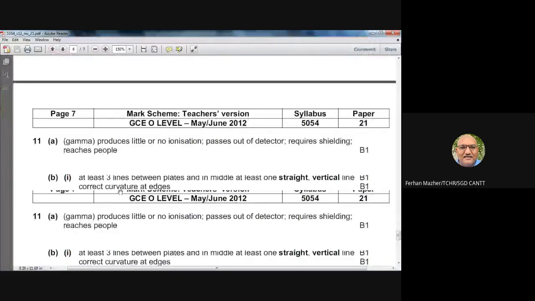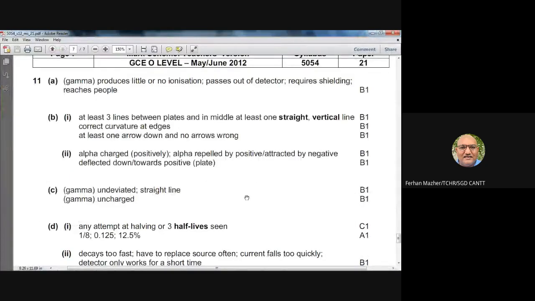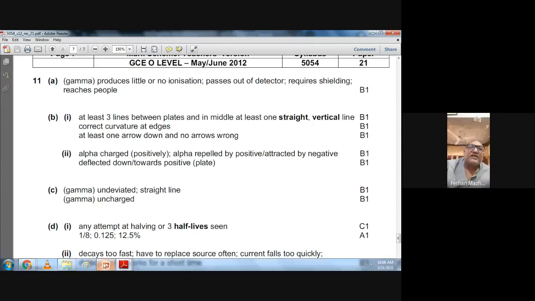Gamma produces little or no ionization. This is another factor, that the gamma's ionizing power is low. Gamma rays pass out of the detector and require shielding, and reach people. So gamma rays will reach people. These are different types of answer. You only have to write one. Okay, next part.